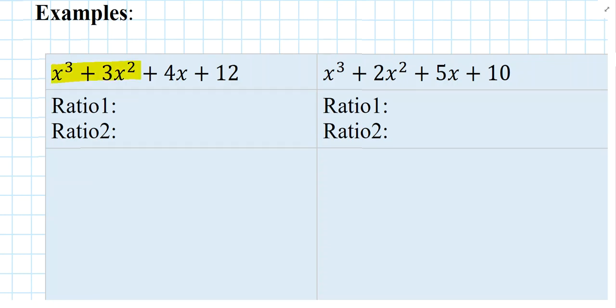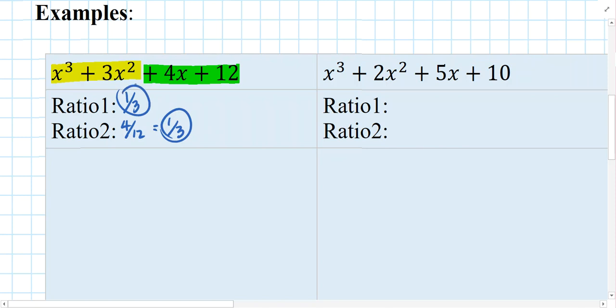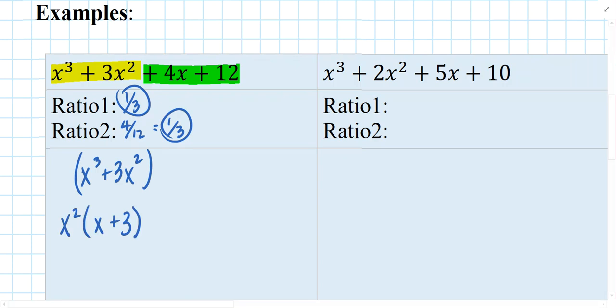The first and second coefficients have a ratio of 1/3, and the third and fourth coefficients have a ratio of 4/12 that reduces to 1/3. So the second criterion has also been met. To complete the factor by grouping technique, we will group the first and second term together and factor the greatest common factor from each. We will do the same for the third and fourth term.